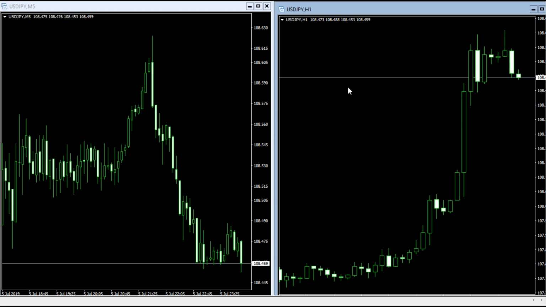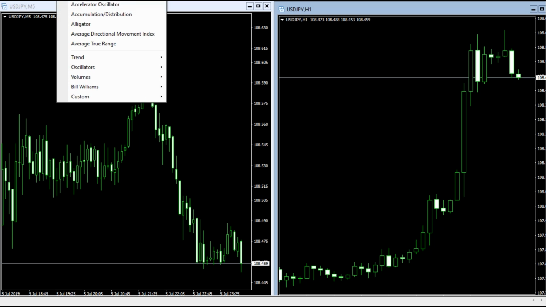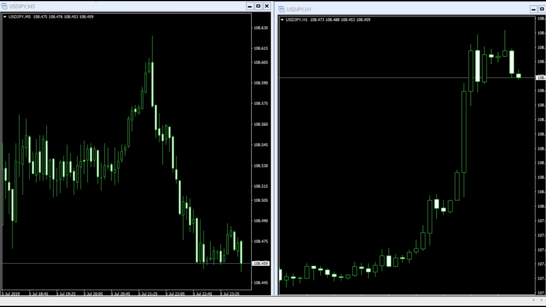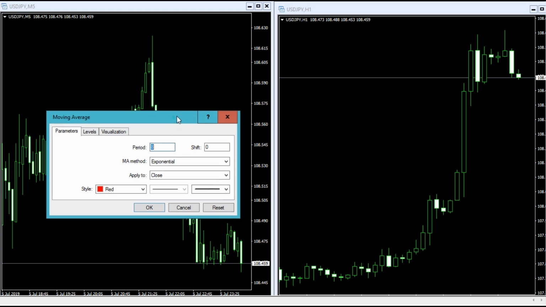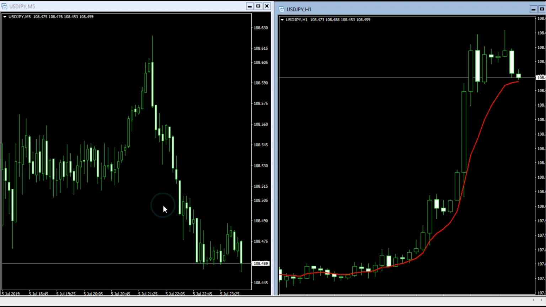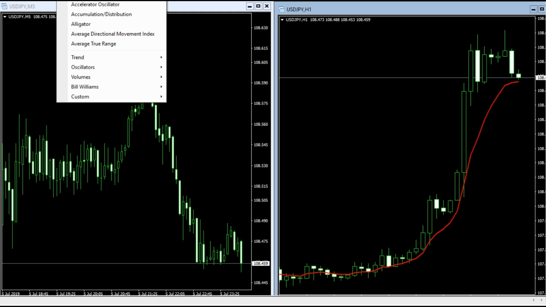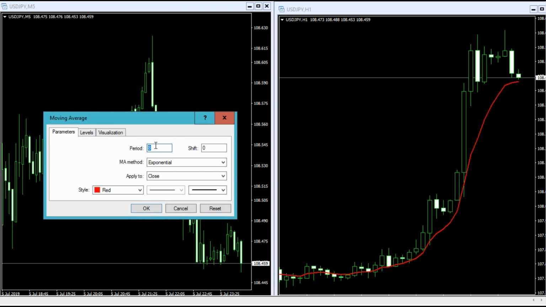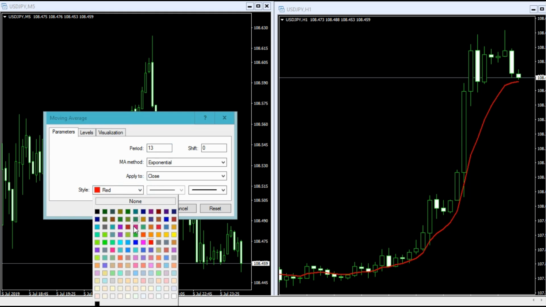So our indicators will be the moving average, which is based on the Fibonacci numbers. Our first moving average will be 8 EMA, exponential moving average, and give it a red color. And then we will have another moving average, which is the next Fibonacci number 13, and give it a different color. We'll give it aqua.